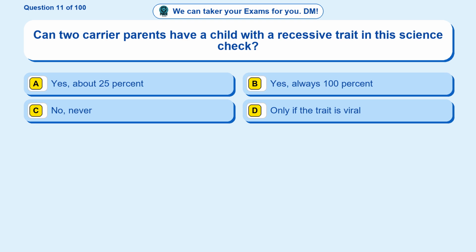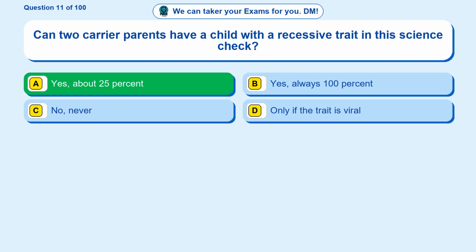Question 11. Can two carrier parents have a child with a recessive trait in this science check? Option A. Yes, about 25%. Option B. Yes, always 100%. Option C. No, never. Option D. Only if the trait is viral. The correct answer is option A.